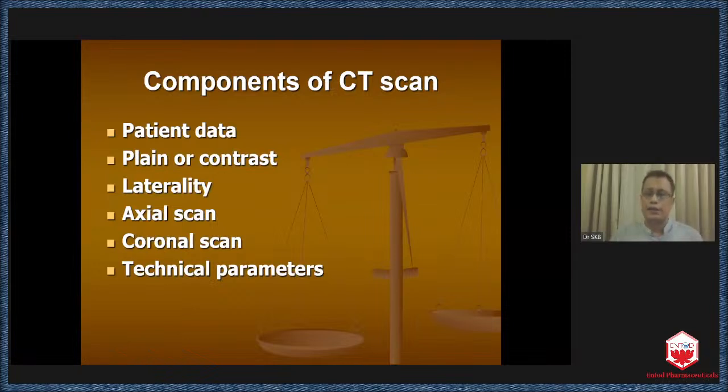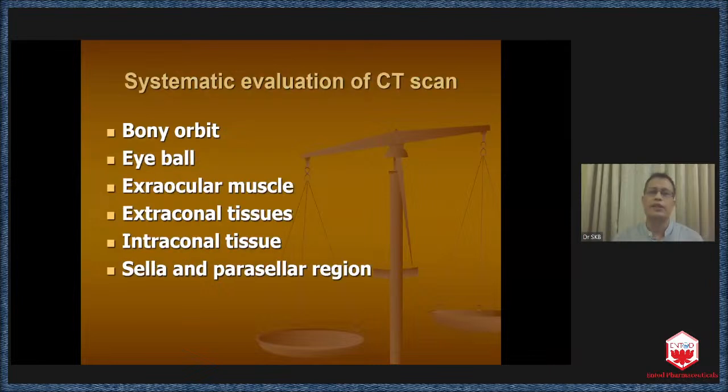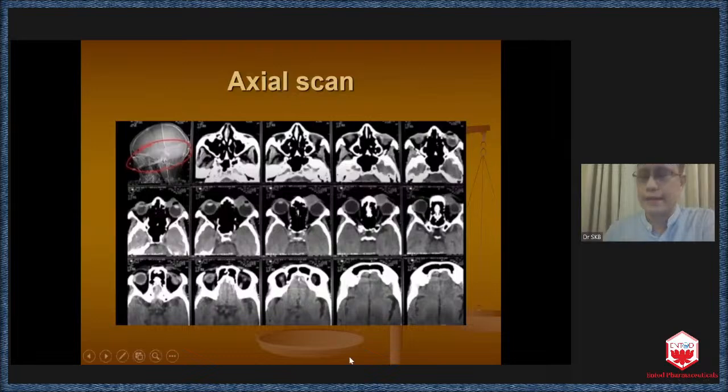Of course, these are some components of CT scan. I'm not going to discuss details. And then, of course, this is step by step how you have to evaluate the CT scan. One by one, all the structures need evaluation. These are the axial scans. These scans are arranged from the caudal to the cephalic. This is the lowest part of the axial scan, and this is the uppermost part.